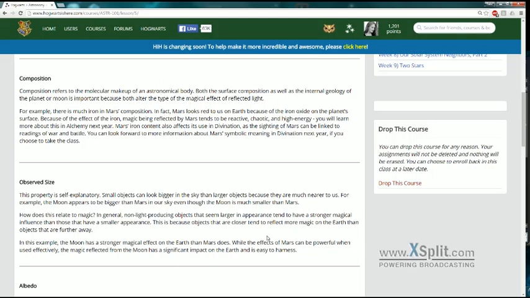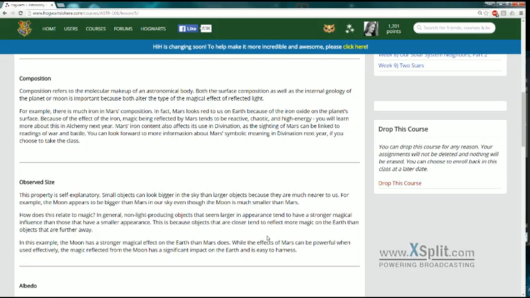For example, there is much iron in Mars' composition. In fact, Mars looks red to us on Earth because of the iron oxide on the planet's surface. Because of the effect on the iron, magic being reflected by Mars tends to be reactive, chaotic, and high energy. You will learn more about this in alchemy next year.